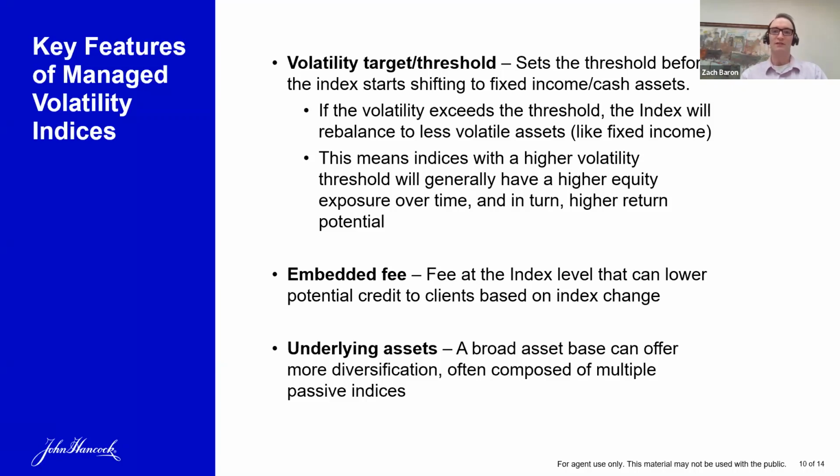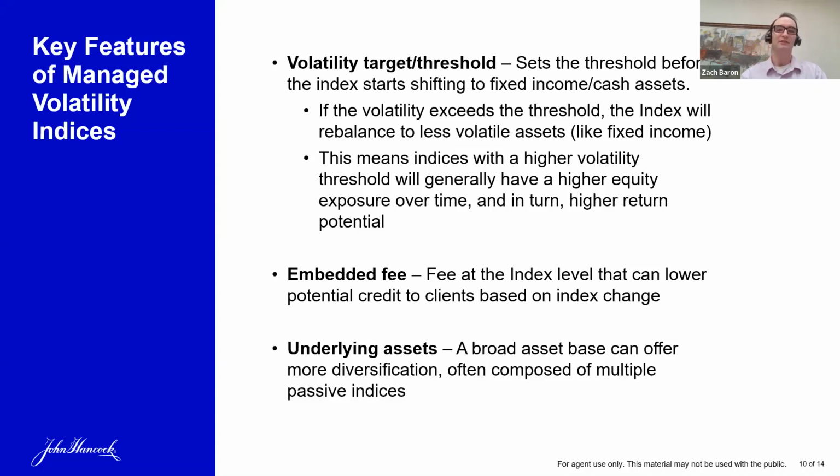What that actually means is it's the threshold before the index starts shifting amongst the underlying components. If the volatility exceeds the threshold, let's say it's 5%, the index is going to start putting you into less volatile assets, whether that be fixed income or even in some cases cash. That's generally a bad thing. You don't want a client who's locked up in fixed income or, God forbid, cash, because then they're not going to get any return.